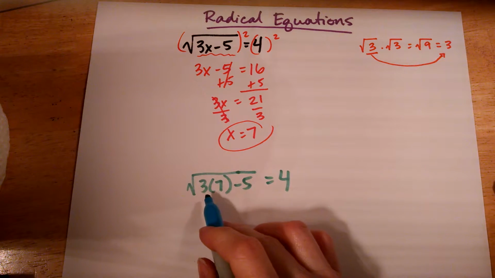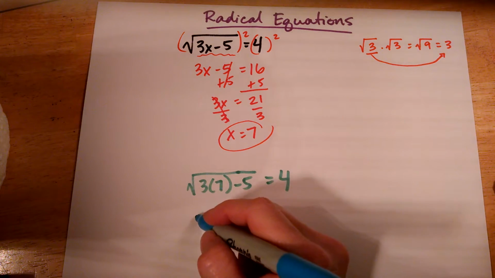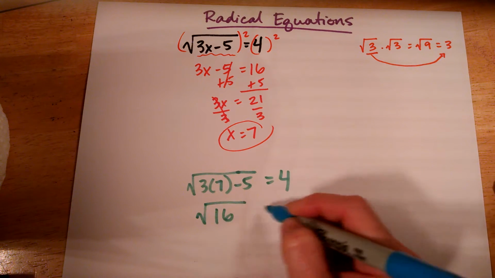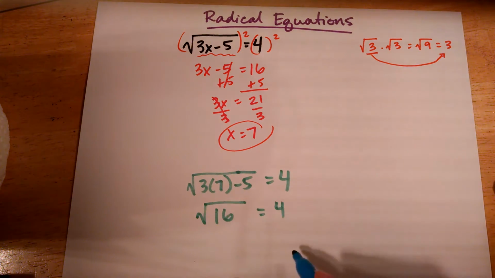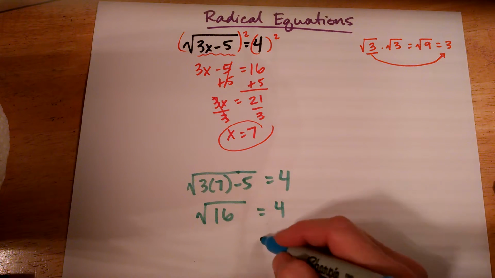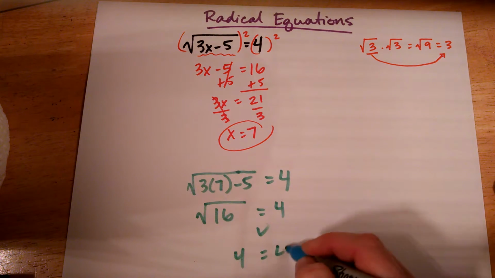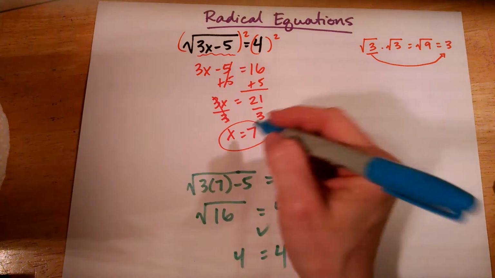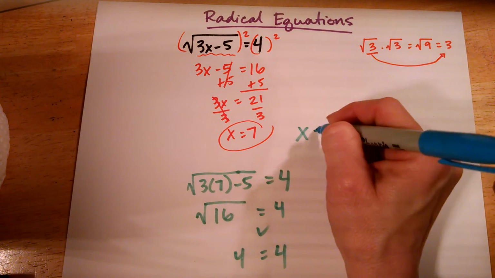So we have 21 minus 5, that's the square root of 16. Is the square root of 16 equal to 4? I think so. So it works. 4 equals 4. Yay! Okay, so this is our final answer.